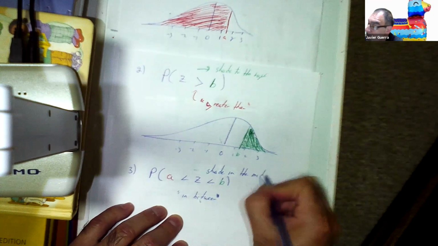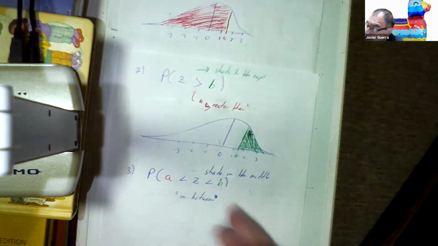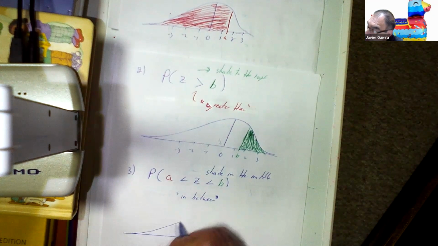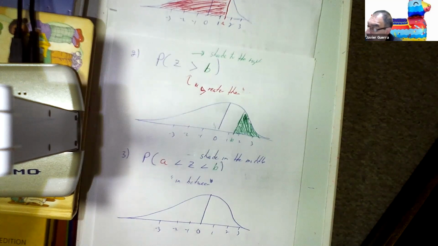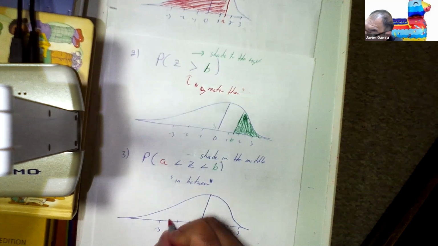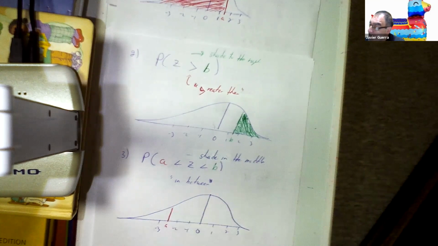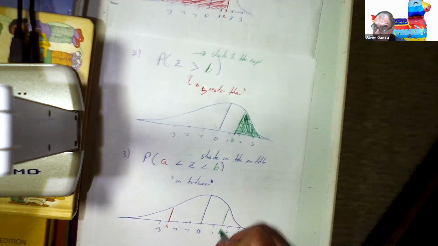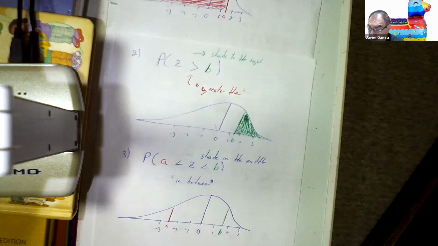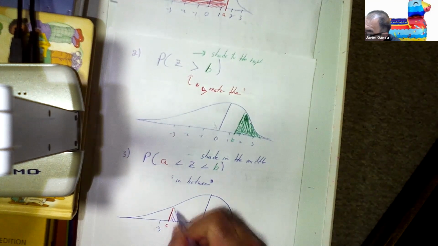Okay, so let me draw a picture of it so you can see how it goes. One, two, three, -1, -2, -3. And let's say that A is right here. There's A. And then B is somewhere right there. There's B. And so you would shade in the middle, in between the A and the B. So you just shade all the area in between.